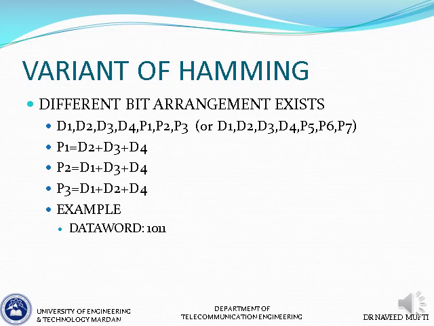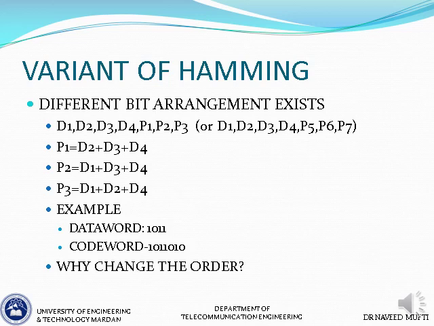And we have an example here. So that's your data word and that's your code word generated using these 3 equations. You can verify. And why have we changed the order? Previously we discussed that the bit positions that are powers of 2 are the parity bits and all the others are data bits. Why have we changed the order? We have made it systematic now. So if you see now, it satisfies the properties of a systematic code. So it becomes a systematic Hamming code. So this is a variant of Hamming which is a systematic code.